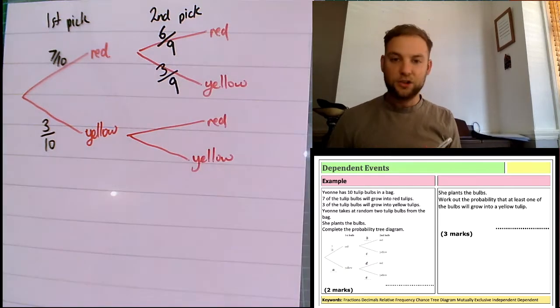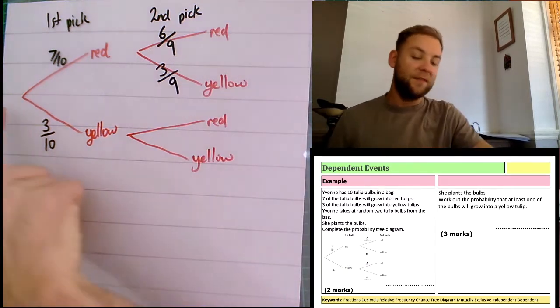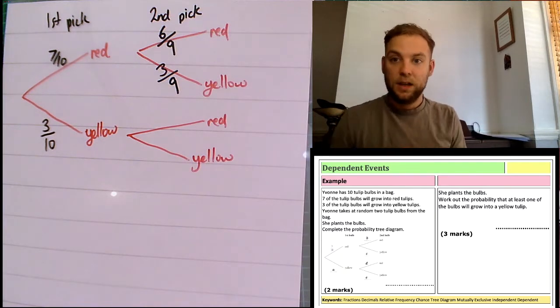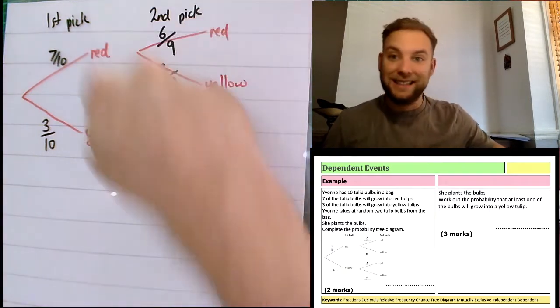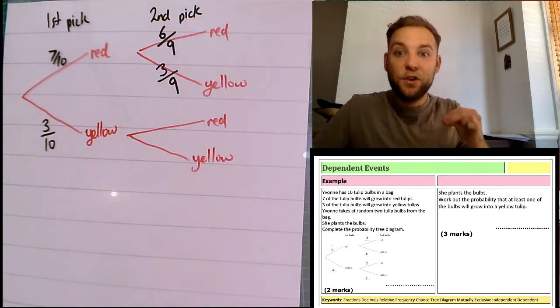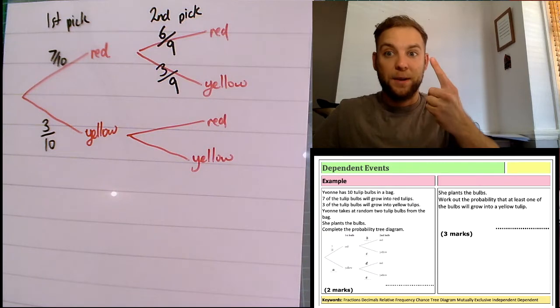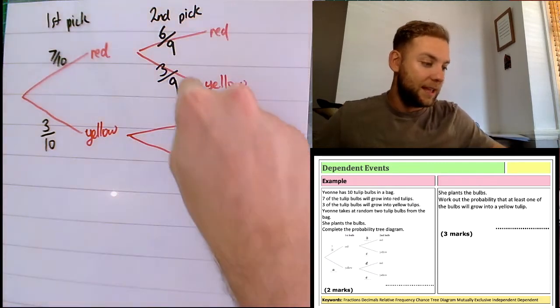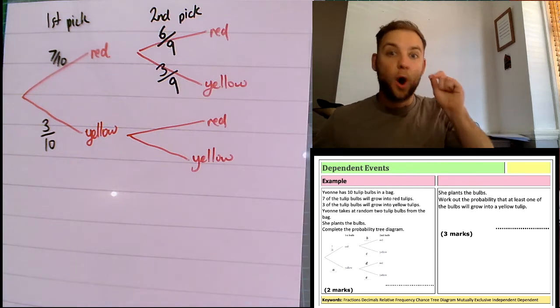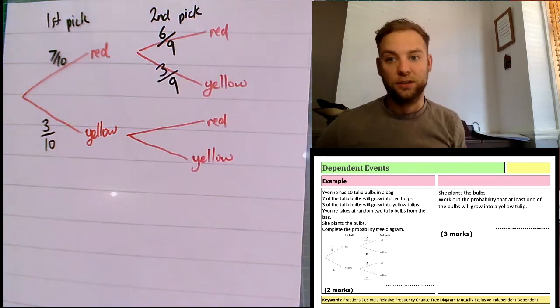So let's just try and be really clear on that. If I've taken, on my first pick, a red out, then there's only going to be 6 reds left in there, and there's going to be a total of 9 left in there. If you take a red out on your first pick, then there's going to be 3 yellows in there. However, there's only going to be 9 in total left in there.